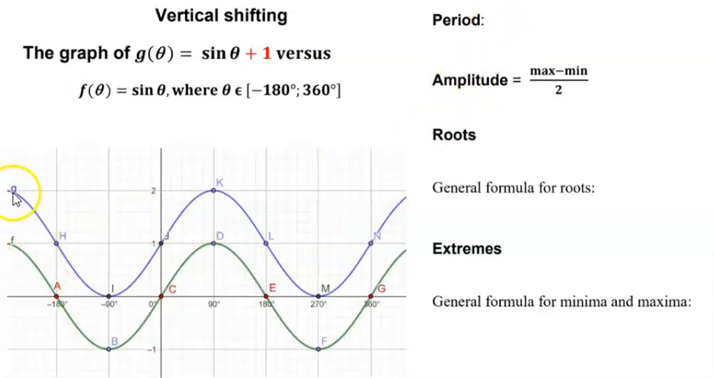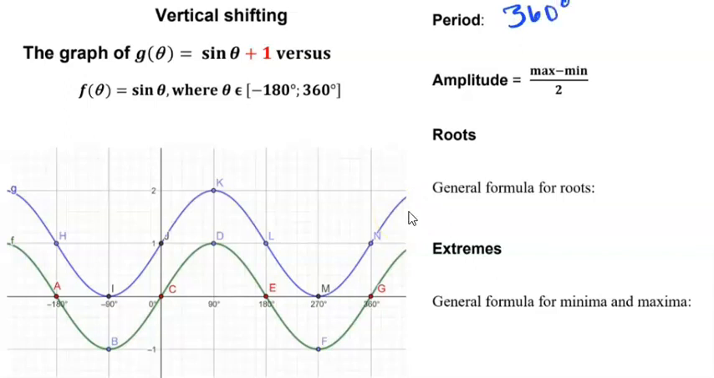and we can also look at the form here. If I, for instance, go from H to I to J to K to L, I see I get a complete cycle of the graph, and then it repeats here from L to M to N, etc. So the period remains 360 degrees.